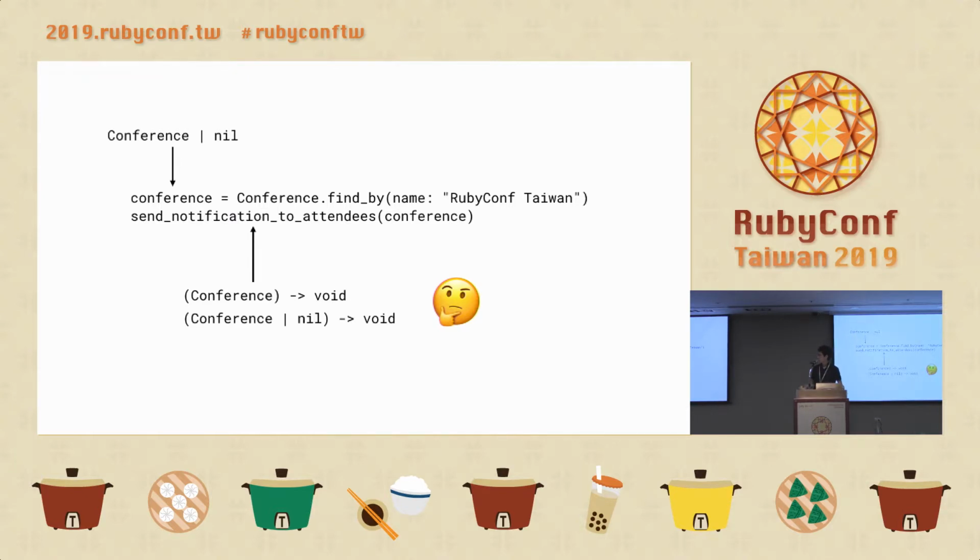So the difference can be described as types. If the method doesn't accept nil, the type of the method will be Conference to void. Or if the method implementation allows the parameter to be nil, then the type will be Conference or nil to void. So without types, it's really difficult to know which assumption is correct, and you have to write the implementation of the method carefully.